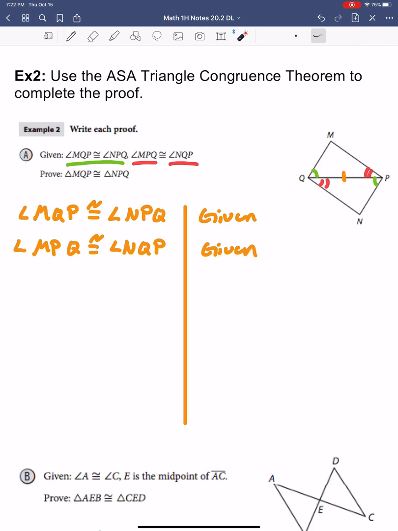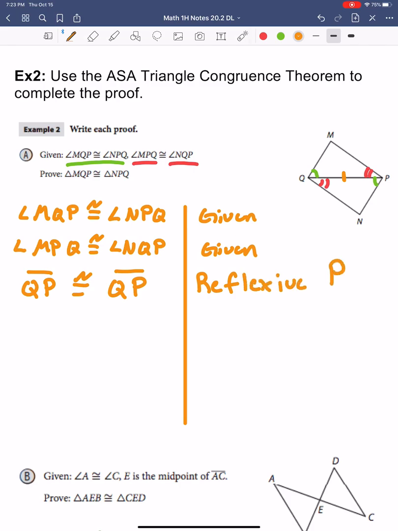And we know that's going to be true because for both triangles, that's the same line. So I'm going to go ahead and say, okay, well, that's line QP, or in this case, I guess it's a segment. Side QP is congruent to side QP, right? That's obvious, but we have to state it. And remember, that's the reflexive property of congruence. So I'm going to say reflexive property of congruence. I'm going to say POC for property of congruence.